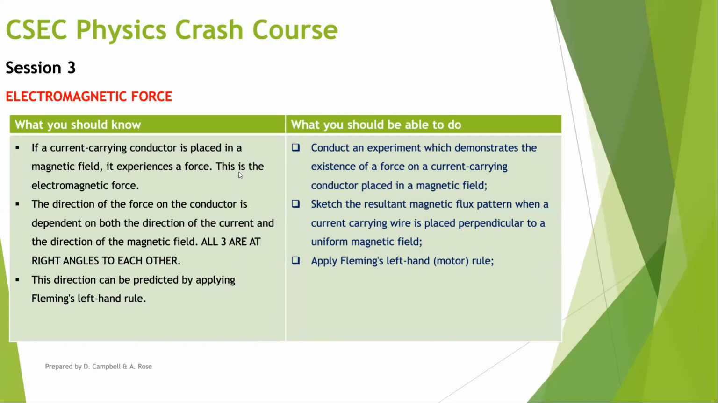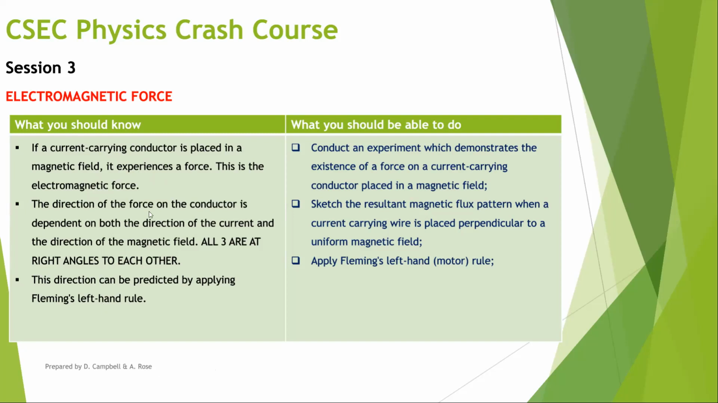Okay, so for the electromagnetic force, now this is a force that is created when a current carrying conductor is placed in a magnetic field. All right, so there will be a force acting on a current carrying conductor if it is placed in a magnetic field, meaning close to a magnet or between the poles of two magnets. This force is what we call the electromagnetic force.